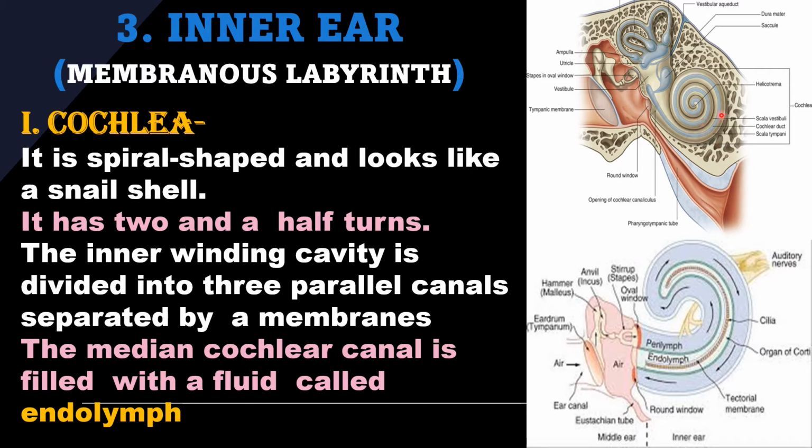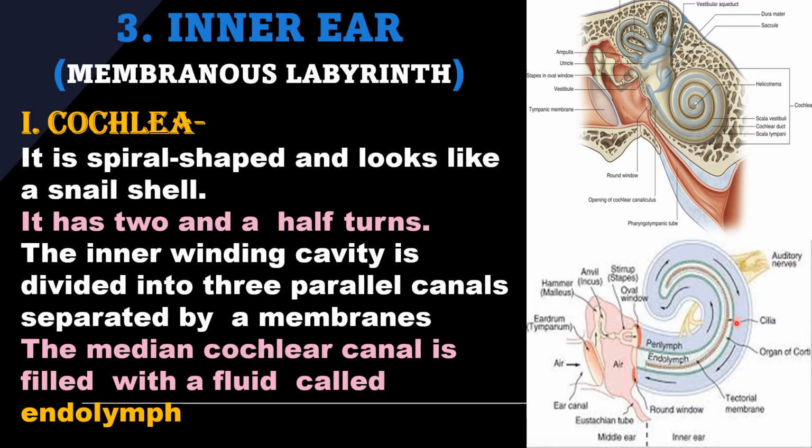What is the cochlea? It is spiral shaped and looks like a snail shell. It has 2.5 turns. You can see here. The inner winding cavity is divided into 3 parallel canals separated by a membrane.